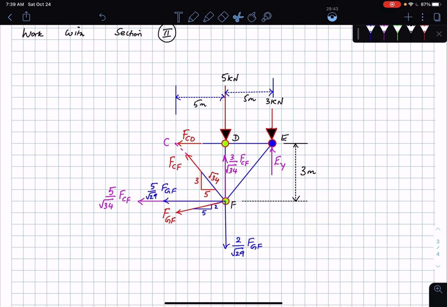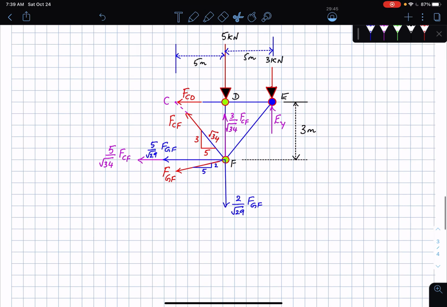All right, now we are ready to attack this particular section. Our aim, as always, is to solve these problems as fast as we can, right? So what is the strategy here? I need to find FCD, I need to find FGF, and then FCF. One strategy I can employ is I can sum moments about the point F. If I do that, then FGF and FCF both will not contribute to the moments. I'll be able to find FCD.